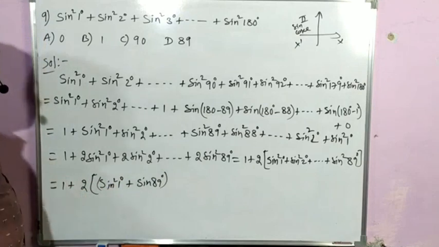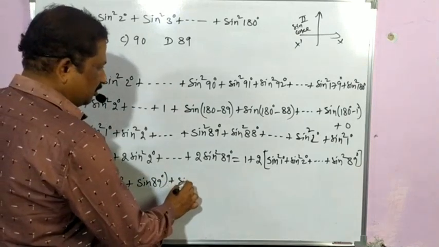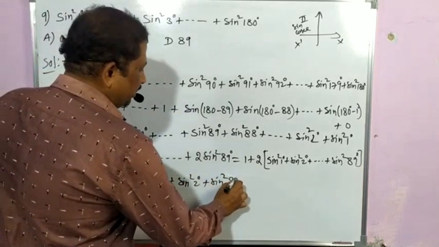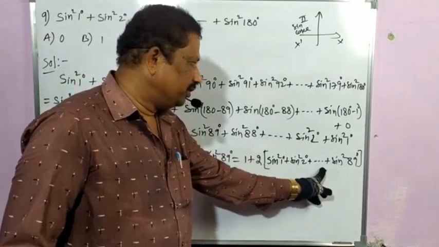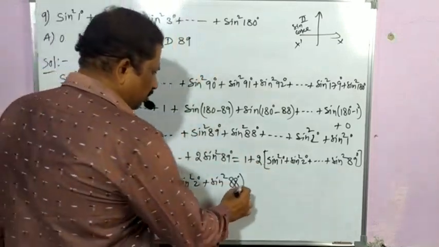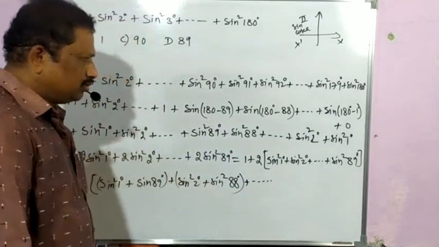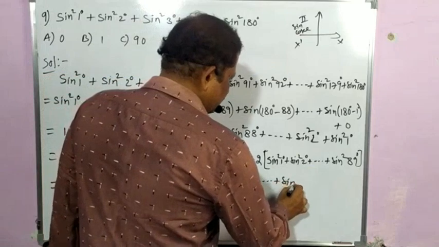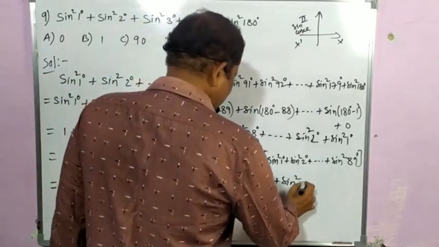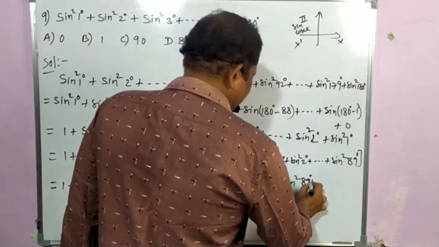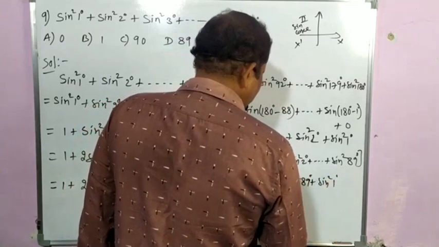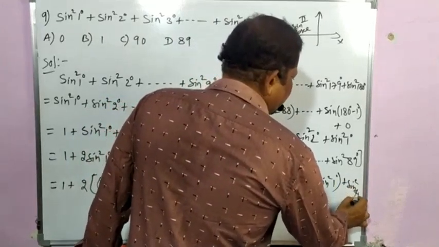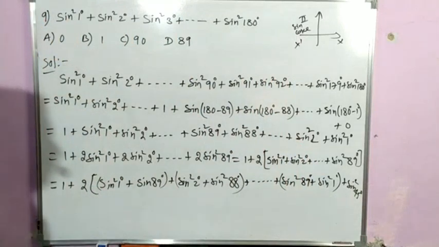Pairs I am writing: sine square 2 degree plus sine square 88 degrees, and so on. Finally, sine square 89 degrees plus sine square 1 degree will come. And the sine square 45 degrees is the middle one.